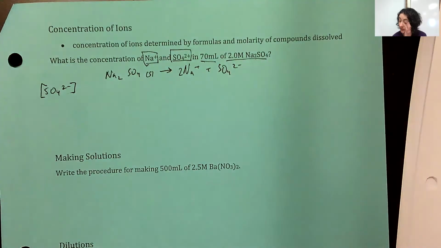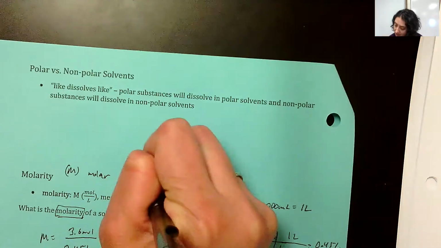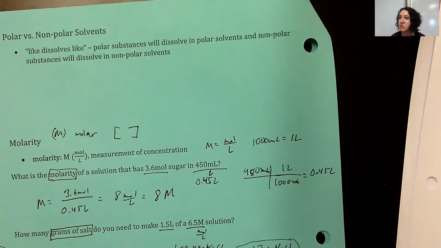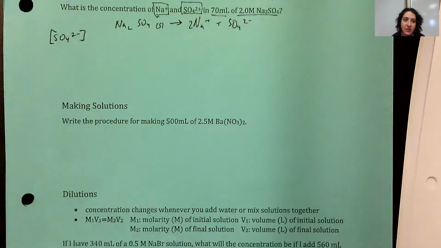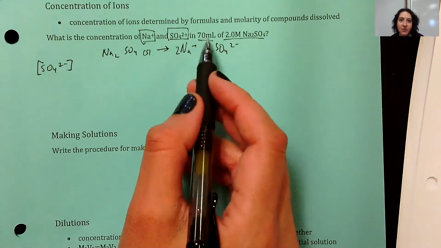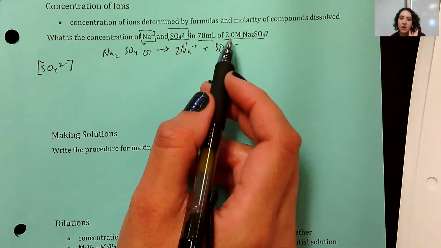By the way, these little brackets represent concentration. So let me go back and write that. If you ever see these brackets, that means concentration in molarity. It's all the same thing. So this means concentration of sulfate ions. Let's solve for that. We have the volume and we have the molarity.